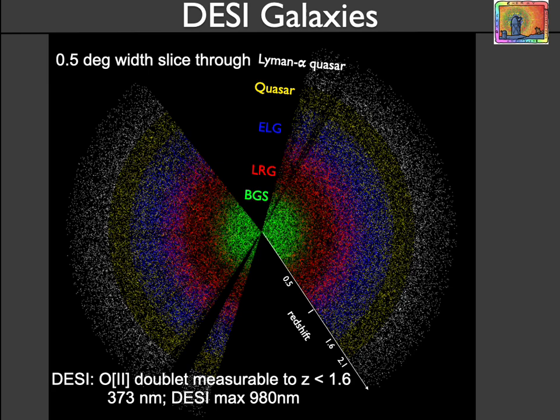And we can observe that to a maximum redshift of about 1.6, because the maximum wavelength covered by DESI is 980 nanometers. And so we cannot observe any ELGs with our instrument above redshift 1.6. So we'll have a very obvious inhomogeneity in our sample.